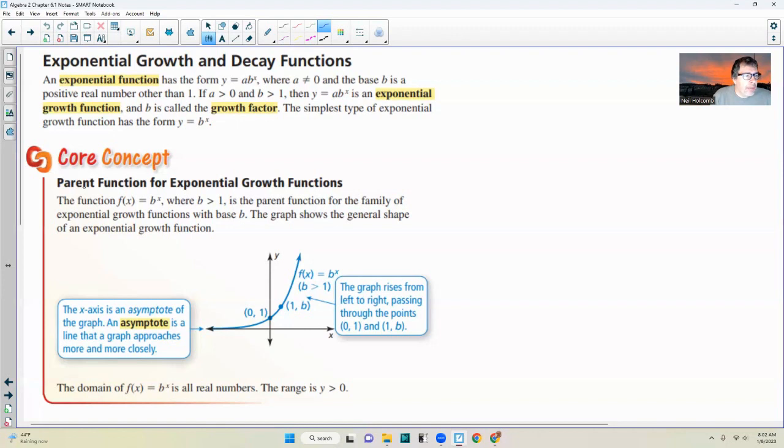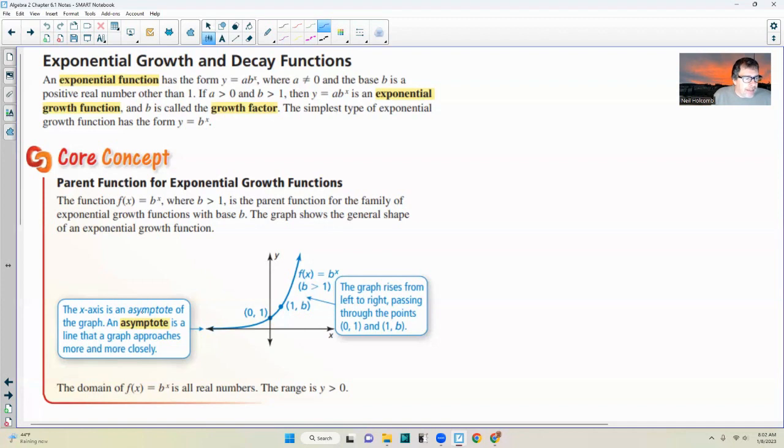So, core concept: parent function for exponential growth functions. The function f of x equals b to the x, where b is greater than 1, is the parent function for the family of exponential growth functions with base b. The graph shows the general shape of an exponential growth function.